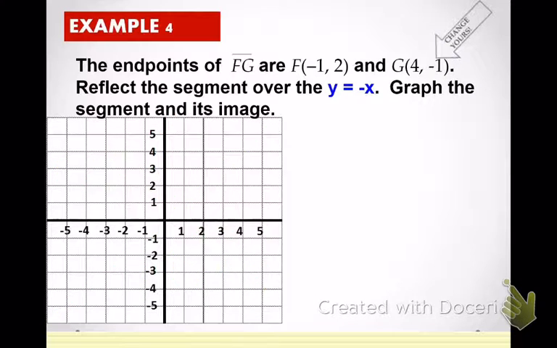Let's do y equals negative x. That's a diagonal line slanting downward, going downhill from left to right.